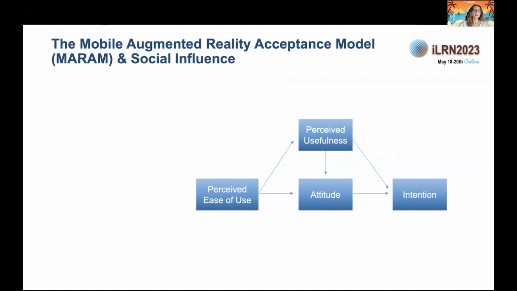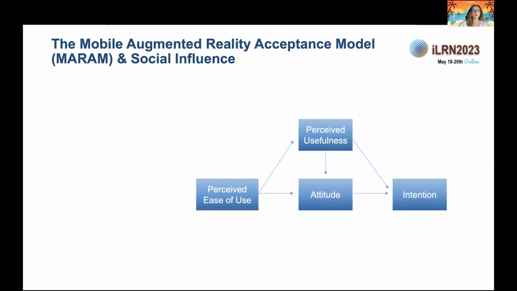So taking into account the aforementioned studies, our study used as a theoretical framework the MARAM and the social influence variable of unified theory of acceptance and use of technology. We chose MARAM, which is a recent model, because it was found to be valid for predicting the acceptance of AR by 2 different samples, pre-service and in-service teachers.